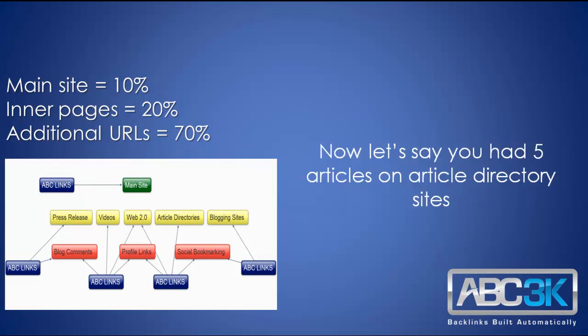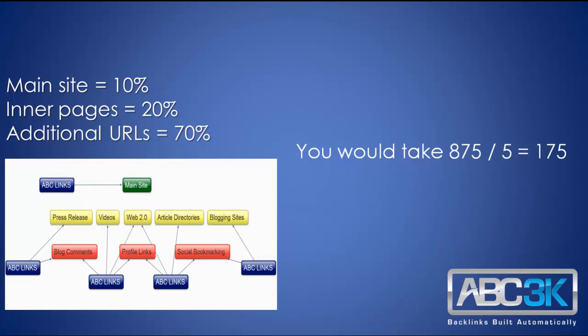Now let's say that you had 5 articles on an article directory site. You would take the 875 links that you've allocated for that one category of article directories, divide it by 5, because you have 5 articles in that category, and send 175 links to each article.